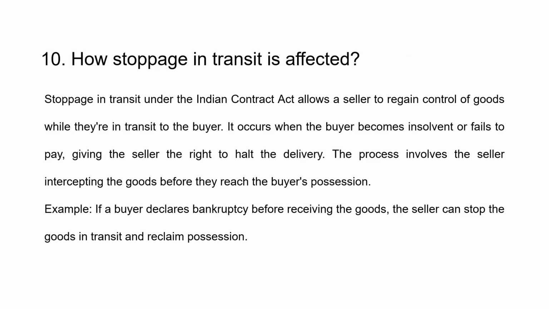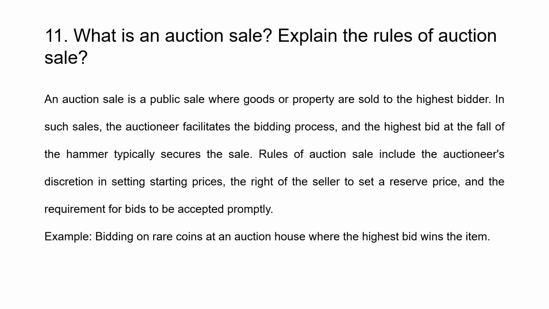Question number 10. How is stoppage in transit effected? Stoppage in transit under the Indian Contract Act allows a seller to regain control of goods while they are in transit to the buyer. It occurs when the buyer becomes insolvent or fails to pay, giving the seller the right to halt the delivery. The process involves the seller intercepting the goods before they reach the buyer's possession. For example, if a buyer declares bankruptcy before receiving the goods, the seller can stop the goods in transit and reclaim possession.